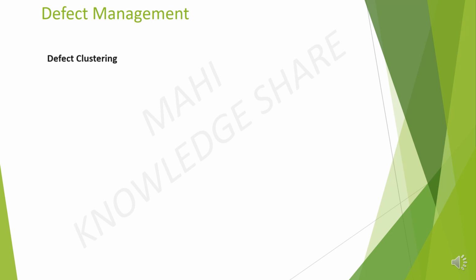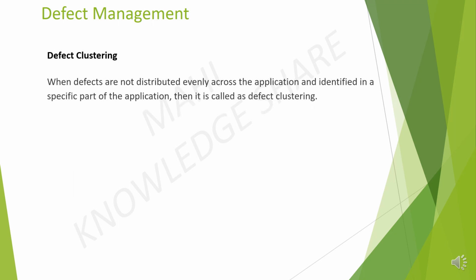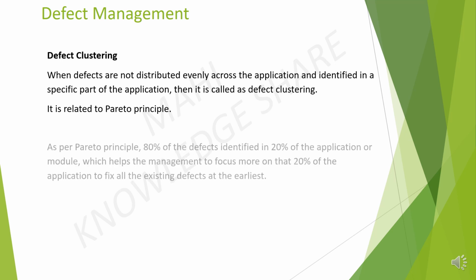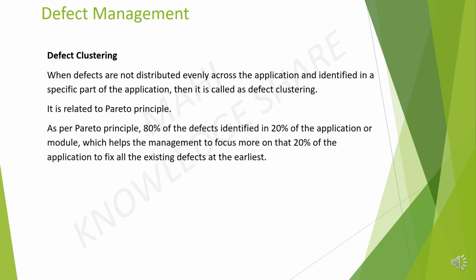Define defect clustering. When defects are not distributed evenly across the application and are identified in a specific part of the application, then it is called defect clustering. It is related to the Pareto principle. As per the Pareto principle, 80% of the defects are identified in 20% of the application or module, which helps the management to focus more on that 20% of the application to fix all the existing defects at the earliest.